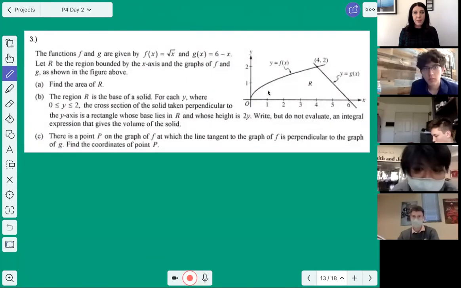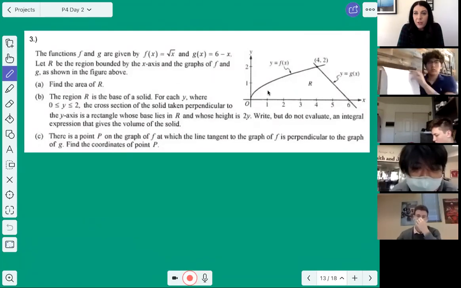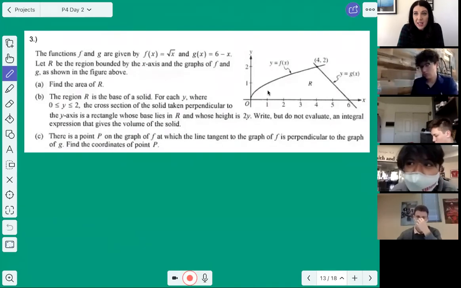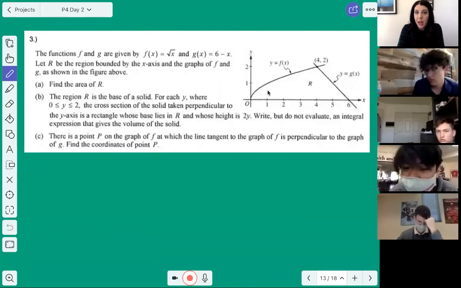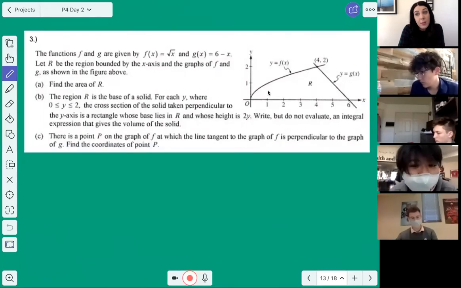Okay, last one. I've got 8 minutes. Let's talk through this. Find the area of R. This first one was a very different question for a lot of you because of the way that this picture is drawn. We have f of x on the left side, g of x on the right side. It actually labels it for us this time. That's nice. They didn't need to do that.